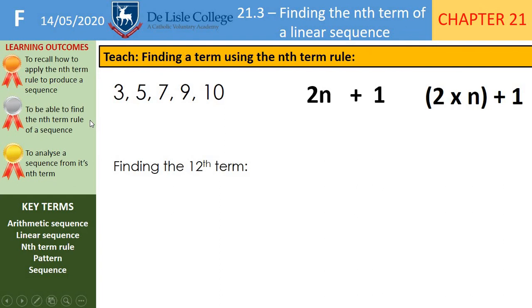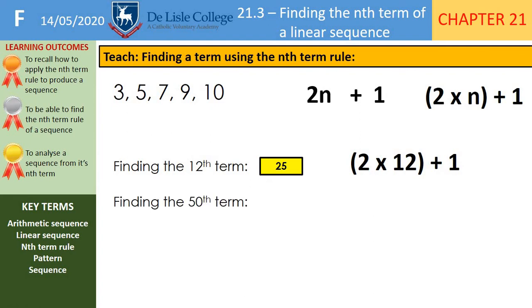Then it says, find the 12th term. Well, all that means is we're finding term number 12 in the sequence. So in this case, n is 12. So let's work that out. 2 times 12 is 24, plus 1 is 25. So your 12th term in the sequence would be 25. Well, what about the 50th term?